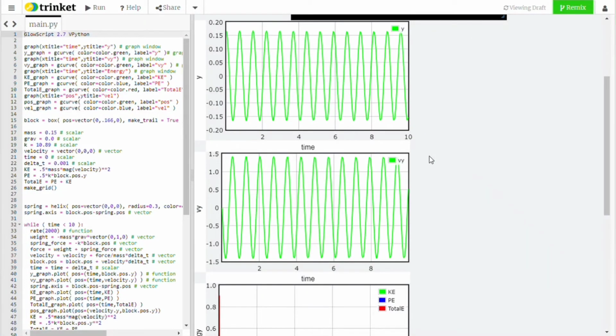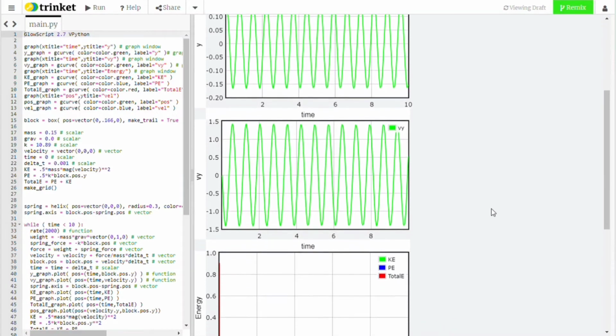Now let's take a look at the various graphs. This top graph is the most important one. It's that y position versus time. And here's where we're going to find out how long one cycle took. So I'm going to try and find the peak of this point right here. And it seems about 7.742. So now we can compare that with what we calculated and what we saw in the video.